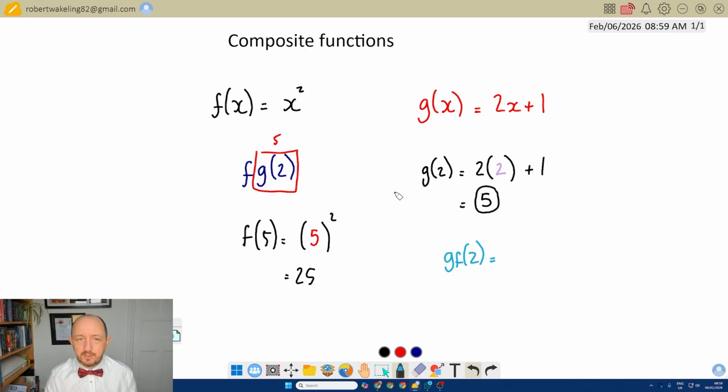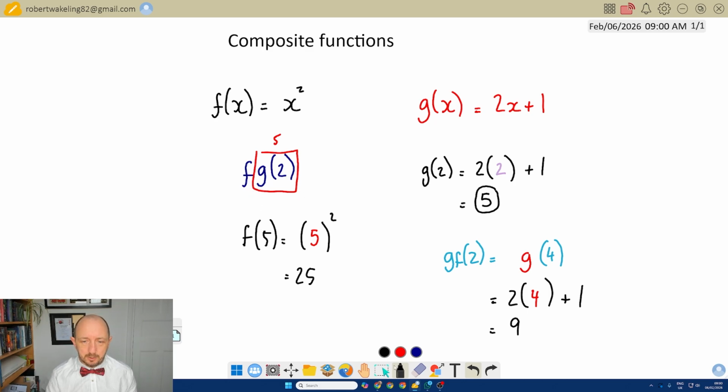Because if I do f of 2 first, 2 squared, that would become 4. And we take that answer and put that into g. So g says whatever you put into the function, times it by 2 and add 1. So that will be 2 times 4 and then plus 1, which is 9 instead of 25. So the order you do these functions in is really important. And the easiest way to remember that is to do the inner one first, take that result and put it into the outer one.